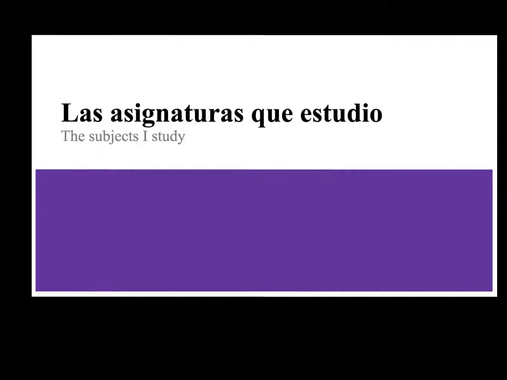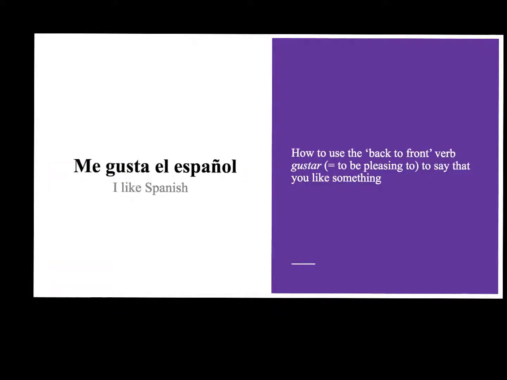We're also then going to learn a new question word, ¿por qué?, why, and the answer to that question, which is also porque, because. So, me gusta, I like, ¿por qué?, why, and porque, because. So we'll start with the verb me gusta.